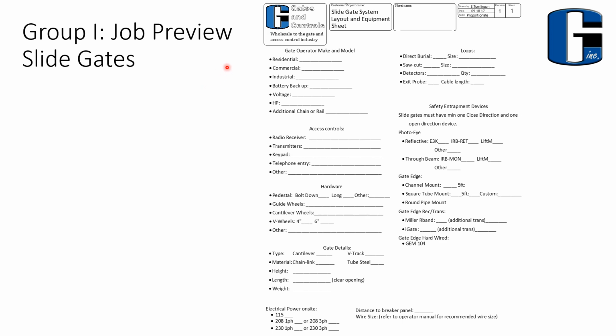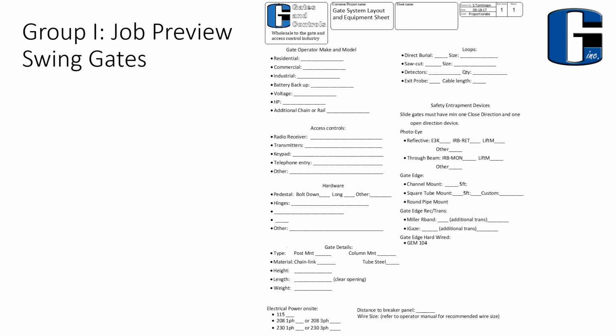It talks about the gate operator make and model, accessories being used, hardware, what kind of other cantilever details, V-track, tube steel, what's the electrical power on site, what's the distance to the breaker panel. These are great things to be able to get that information down when you're previewing the job. And then this one here is specific for swing gates.